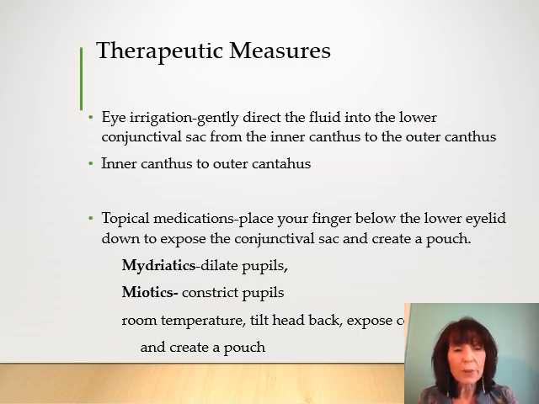All right, so topical medications. Place your finger below the lower eyelid to expose the conjunctival sac, and you create a pouch. And that's where you give your medications. So irrigating, you're going to direct the fluid into the conjunctival sac and go from the inner to the outer. And then with eye drops or medications, you're going to make that sac again, that pouch, and you're going to put medication in there. And mydriatics dilate the pupils. Miotics constrict the pupils.